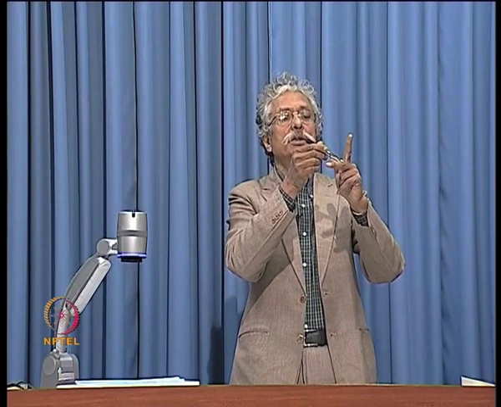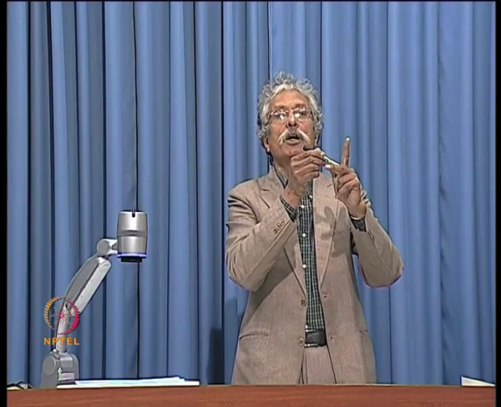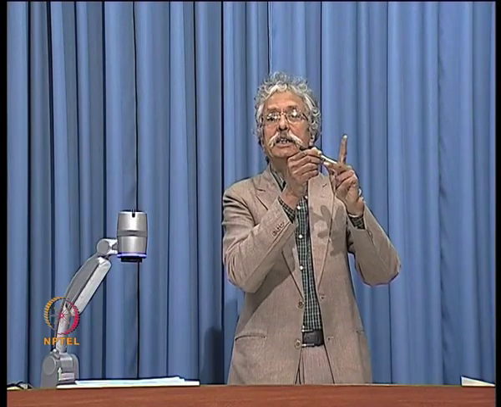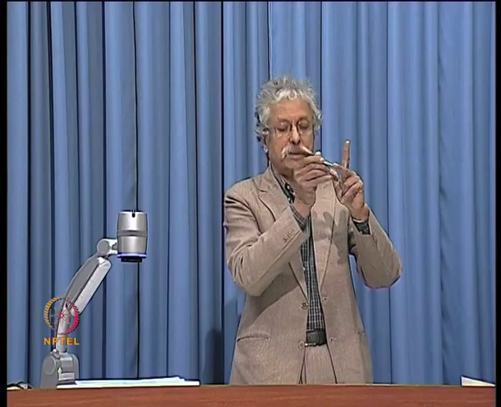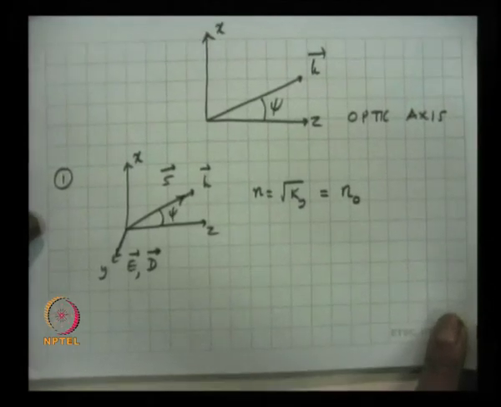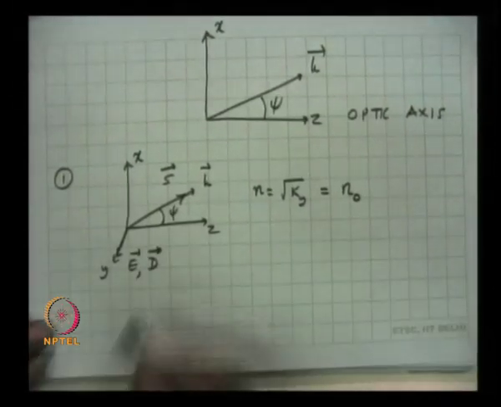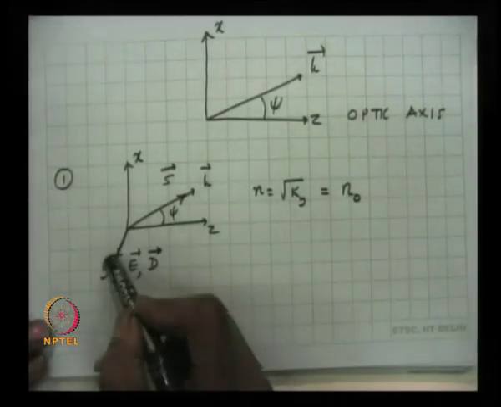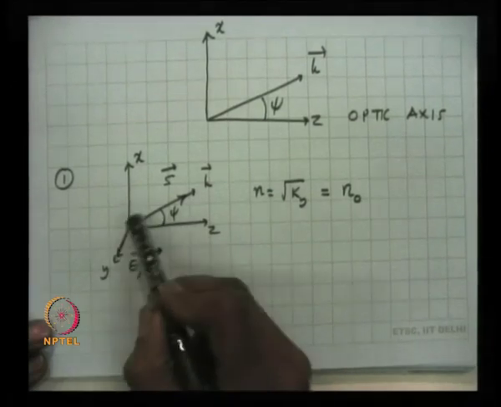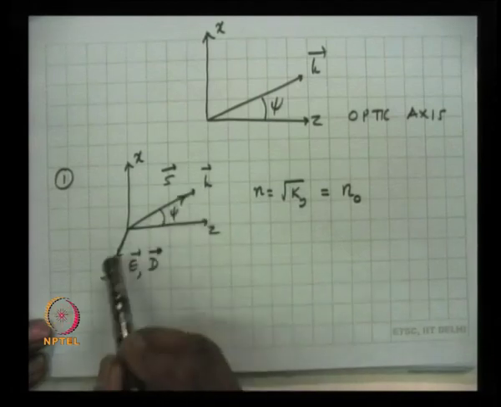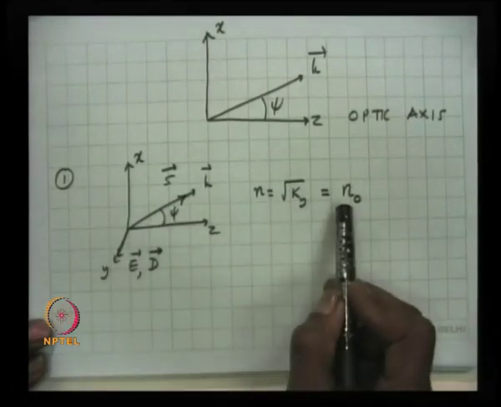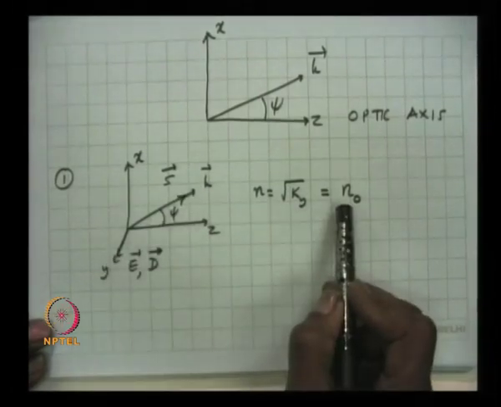I have two eigenmodes. The first eigenmode, called the ordinary wave, has its D vector perpendicular to the optic axis and k vector. Look at this solution. This is the ordinary wave. The E vector and D vector of this wave are perpendicular to the optic axis and to the propagation direction, k vector. The refractive index as seen by this is always NO, independent of psi.